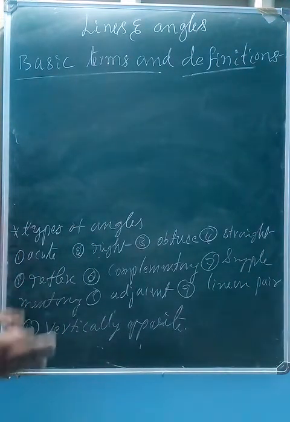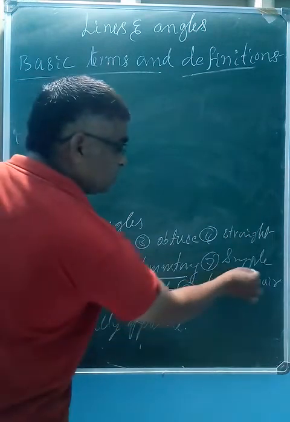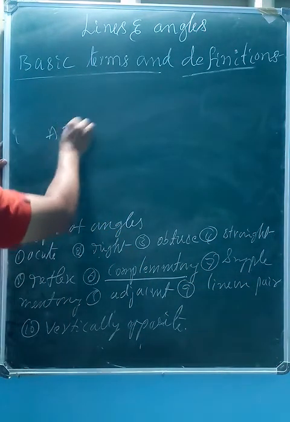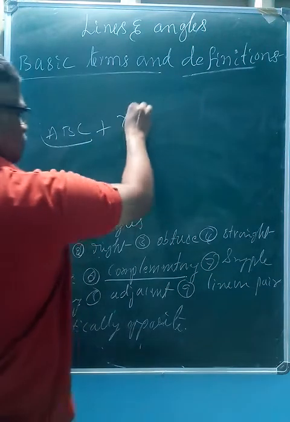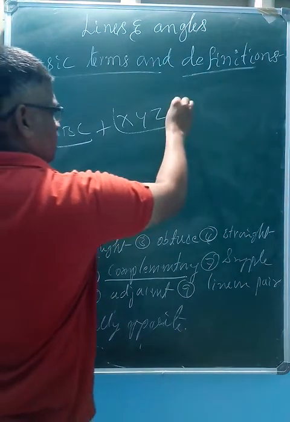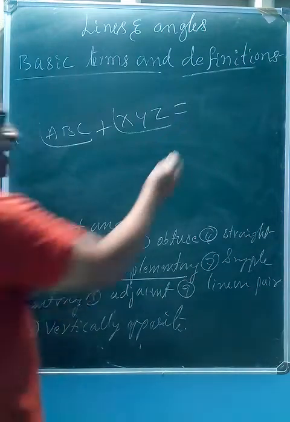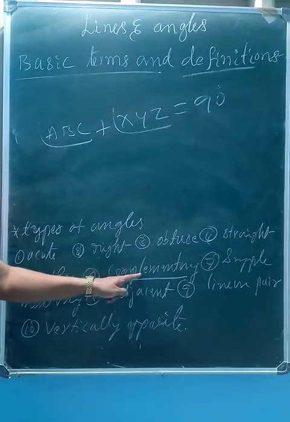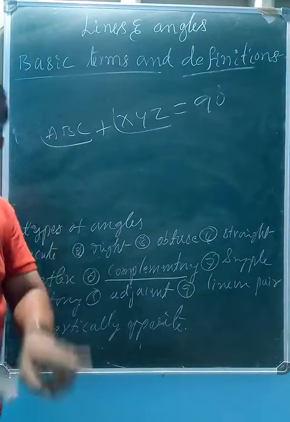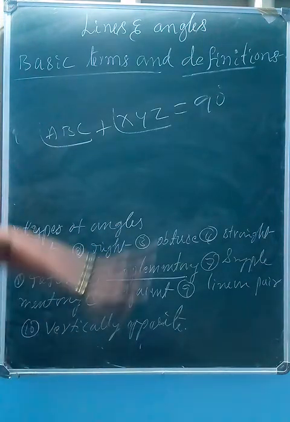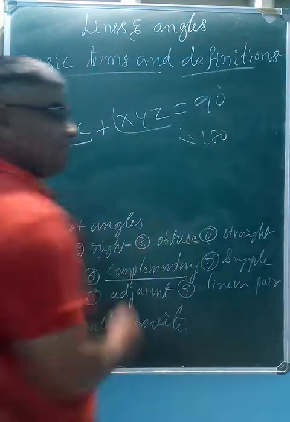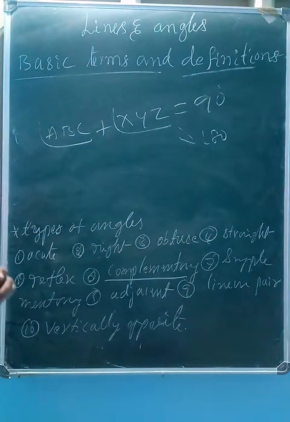So these are what you have generally studied. Now I will go for supplementary and complementary angles. If the sum of any two angles, suppose ABC and XYZ, there are two angles, when they are added, if you get 90 degree, then it is called complementary. If the sum of any two angles is 90 degree, then it is complementary. If when they are added it is 180 degree, then it is called supplementary.